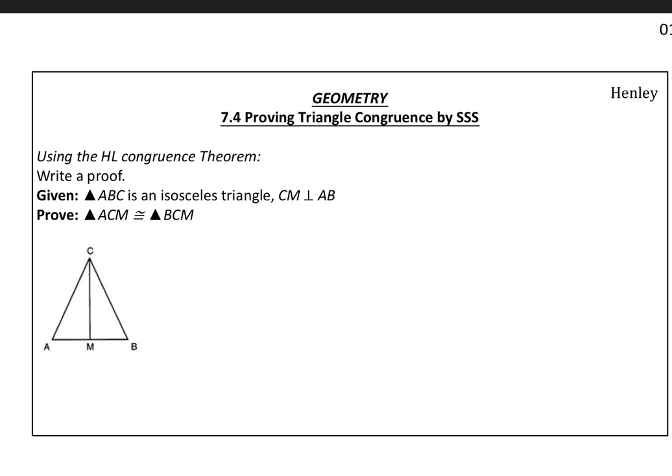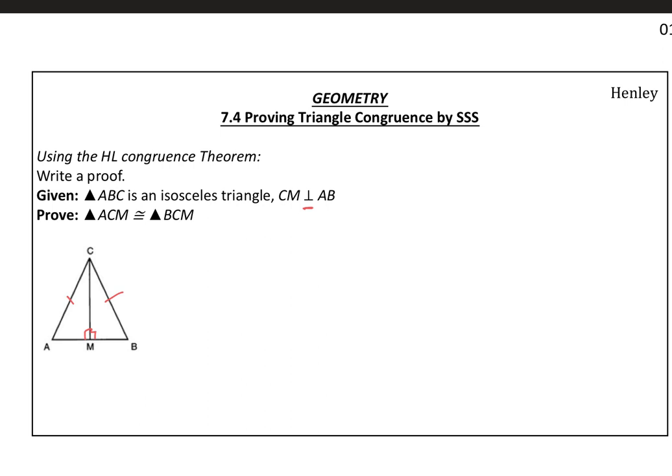So the first thing, let's look at our given information. ABC is an isosceles triangle. Well, that tells us a couple things. We know that in an isosceles triangle there are two congruent sides, and these are the congruent sides because if you notice, C is a vertex angle. Now we also can look and see that CM and AB are perpendicular. That's what this little symbol means. So that means that's going to give us a right angle in those two triangles.